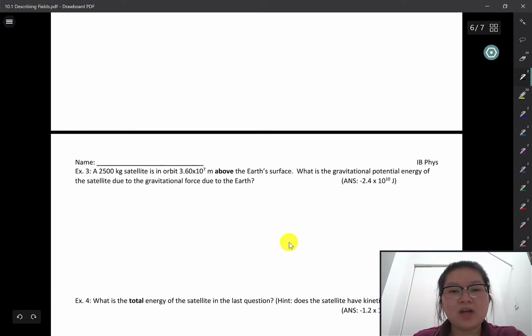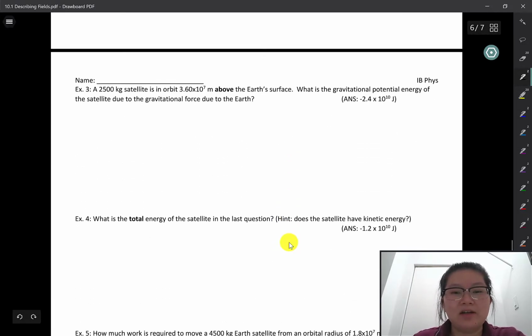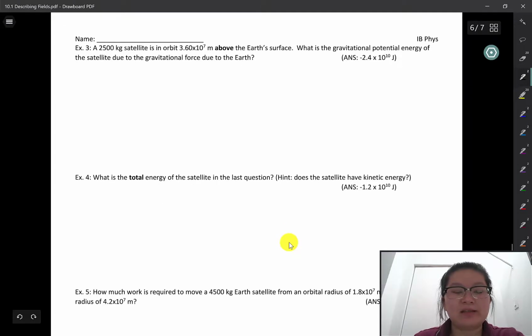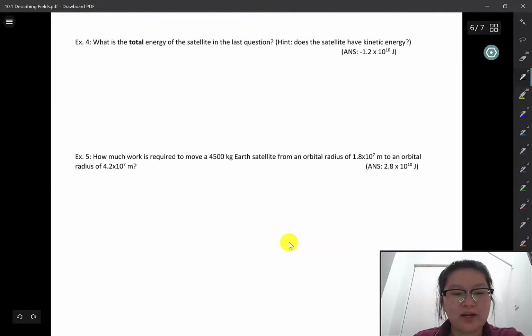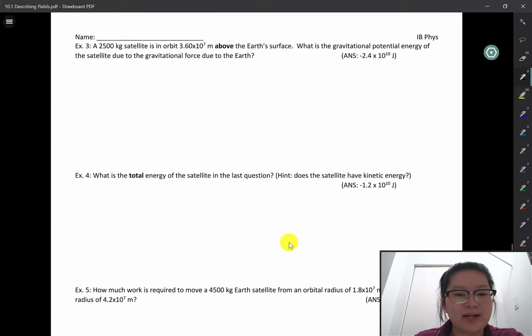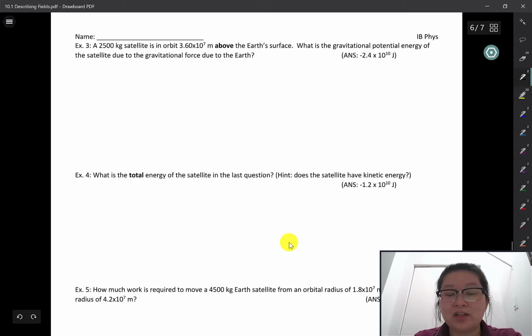So, on the topic of fields, topic 10, I know it's jumping around a bit, but here we have example 3, which I might have to break down. I'm going to do examples 3 and 4 essentially together. This question is asking for a satellite's gravitational potential energy in orbit. It's also asking for its total energy, but it didn't ask for the kinetic energy. So I'm going to break this down into more steps.